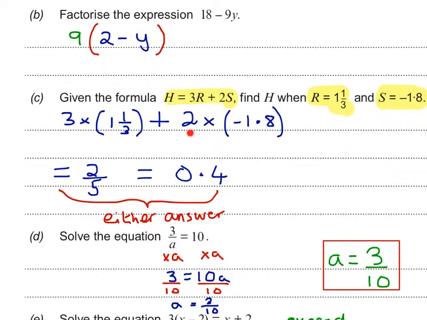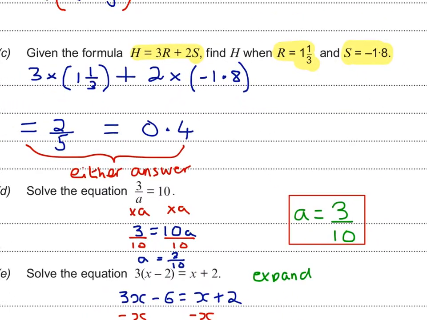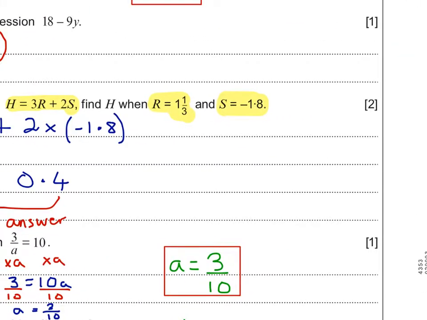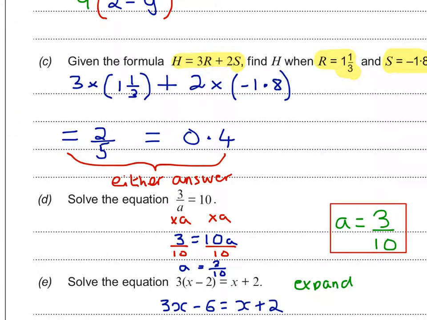You close brackets, and then you put plus 2 times minus 1.8 in brackets. Press equals, you get 2 over 5 or 0.4. Both answers will be acceptable. And that'll be 2 marks for it. Okay, one of the marks, it says in the mark scheme, is for showing evidence of substitution. So even if you totally mess up the next bit, the fact you've done this is showing evidence that you substituted. Okay?